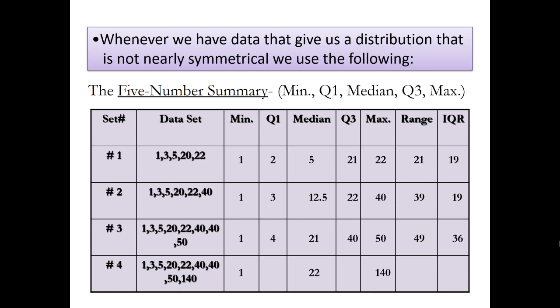Now I look at what's to the left of 22 and find the middle. Left of 22 is 1, 3, 5, 20. Okay, I don't have a middle value, so I add the 2 in the center together, 3 plus 5, divide by 2, I get 4. Same thing for Q3, this time, same thing, 22. To the right, I have 40, 40, 50, 140. And I take 40, add to 50, I get 90. Divide in half, I get 45. Range, this time 139. And my IQR, 45 minus 4 gives me an IQR of 41.